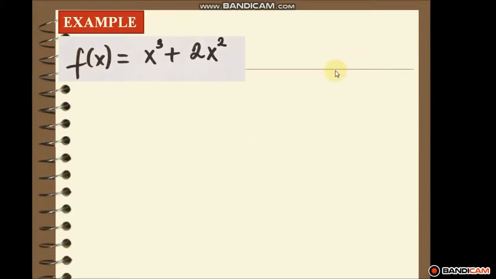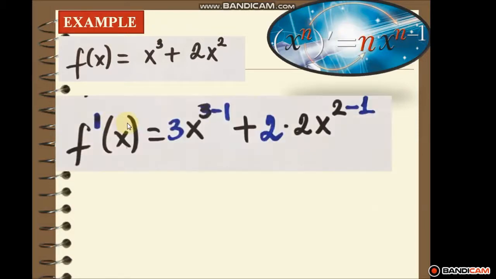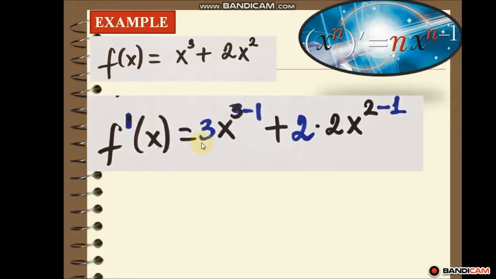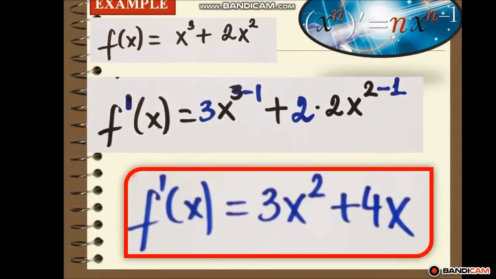f of x is equal to x to the power of 3 plus 2x squared. In this one, how can we find the first derivative? Did you remember our formula? We take the power as the coefficient, and from the power we subtract 1. Let's solve by this formula. The first derivative is equal to, we take our power as the coefficient, and from the power subtract 1, and as a result our first derivative will be 3x squared plus 4x.